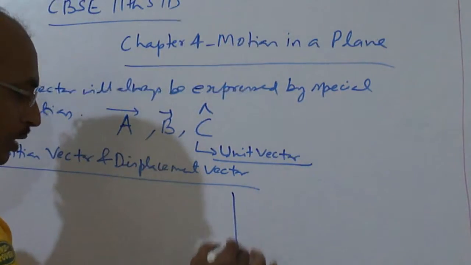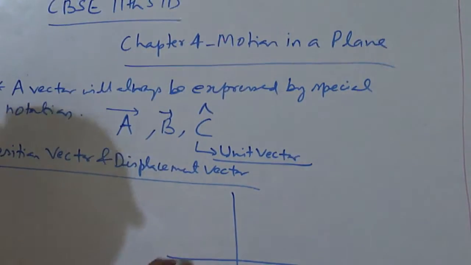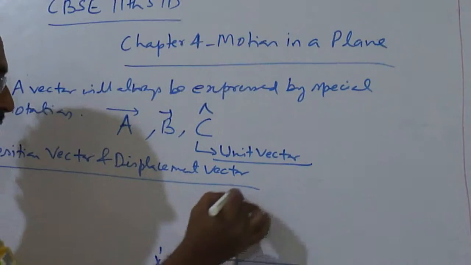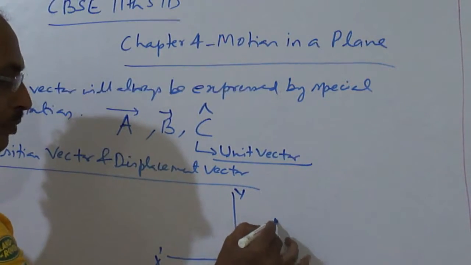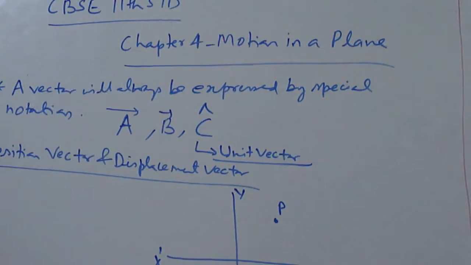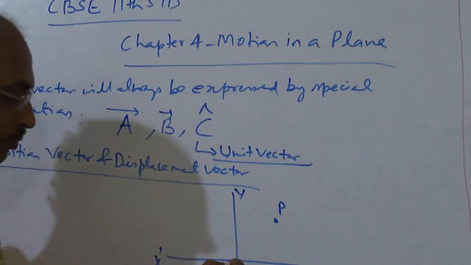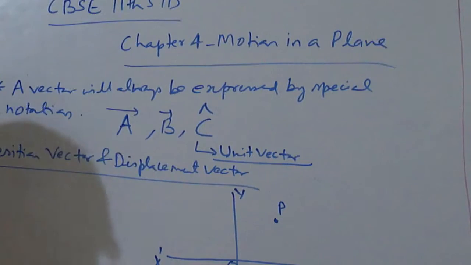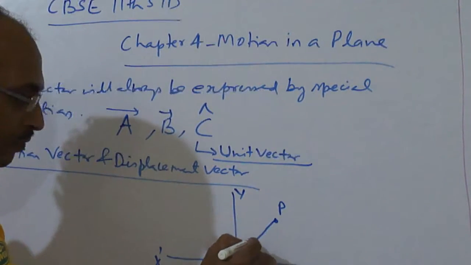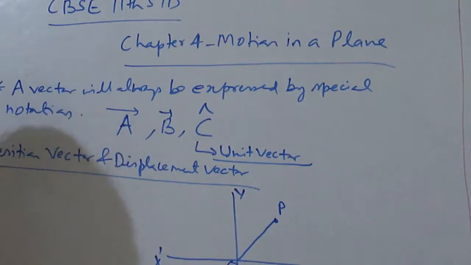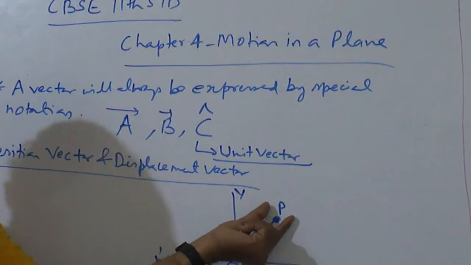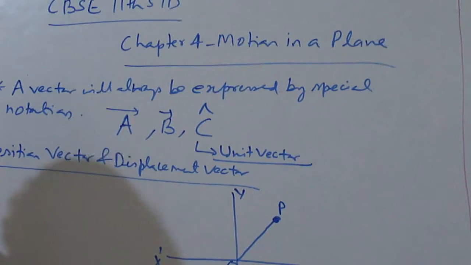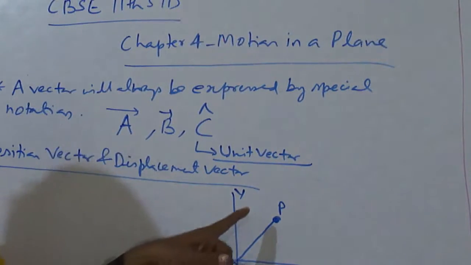Now, suppose a two-dimensional axis is there, x and y. In this two-dimensional axis, suppose there is a point P, and this is the origin. From the origin to this point, this is the length OP. OP is the vector. Now this point P is showing the position vector. It is showing the position of this particular point with respect to the origin.